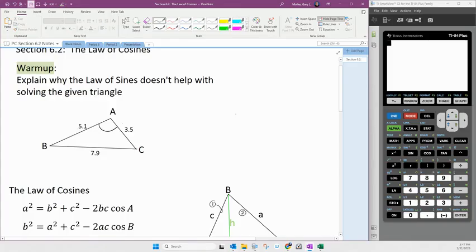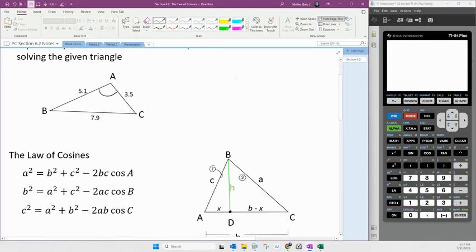So that means I'm going to use the version of the law of cosines that has angle A in it. And that would be the first one. So this is a really easy thing to memorize. It's basically kind of like the Pythagorean theorem, right? It almost looks like a squared equals b squared plus c squared. It's basically the Pythagorean theorem, and then this extra piece.